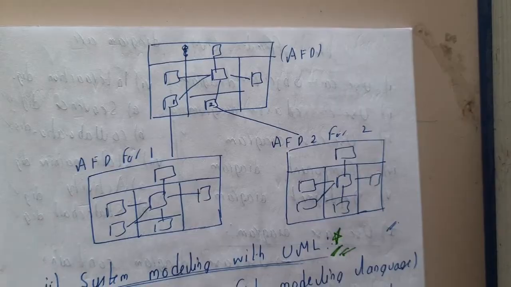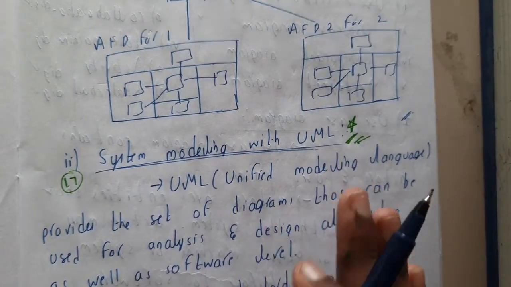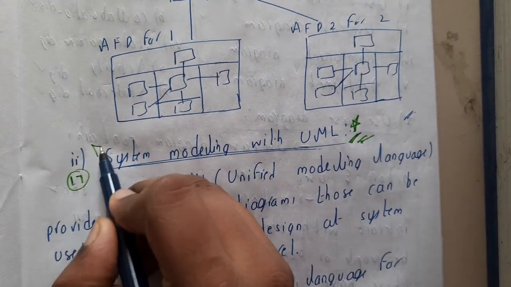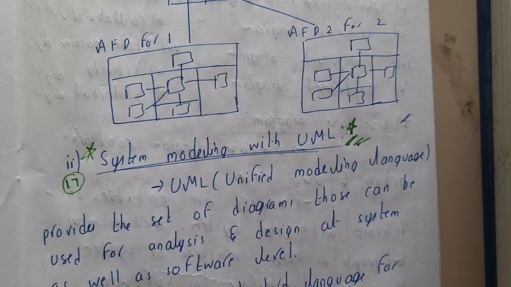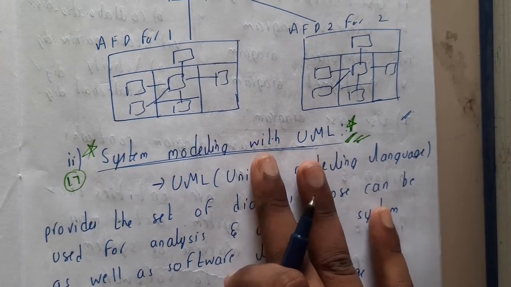If you didn't understand this concept, you can continue with UML, because UML is really important compared to this. Even nowadays we use UML in multiple projects for designing models. In the next lecture we will be going through system modeling with UML.